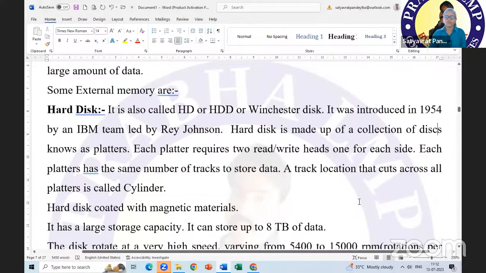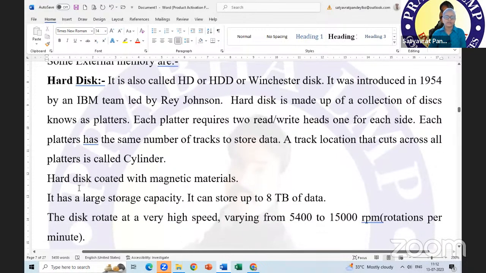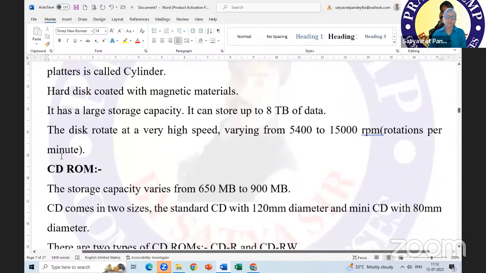A track location that cuts across all platters is called a cylinder. Hard disk is coated with magnetic materials. It has a large storage capacity. It can store up to 8 terabytes of data. The disk rotates at a very high speed, varying from 5400 to 15,000 rotations per minute.